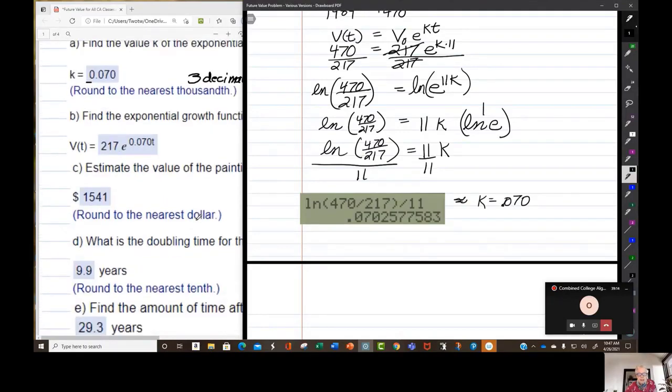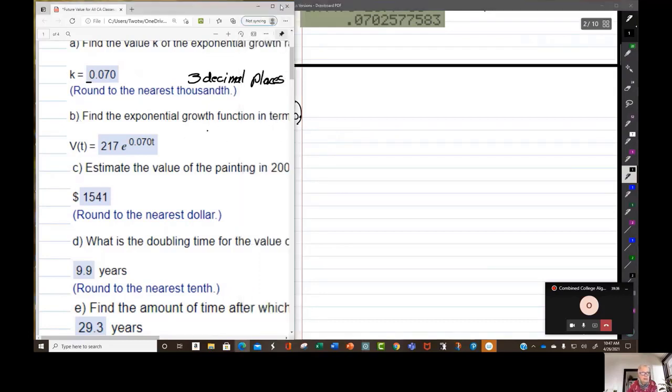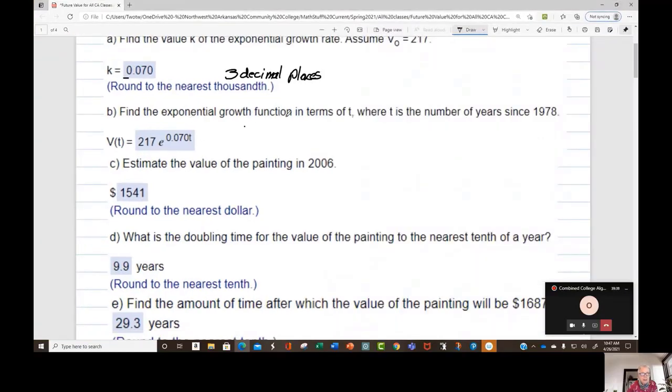Now part B is to use k. Part B is, find the exponential growth function in terms of t, where t is the number of years since 1978. Now we have to put finding k to work.